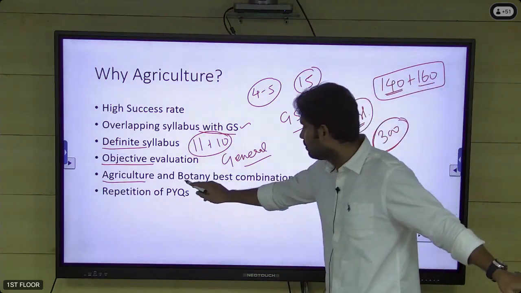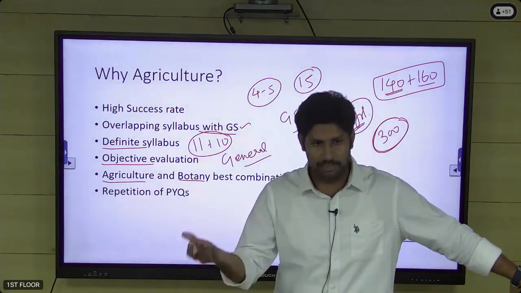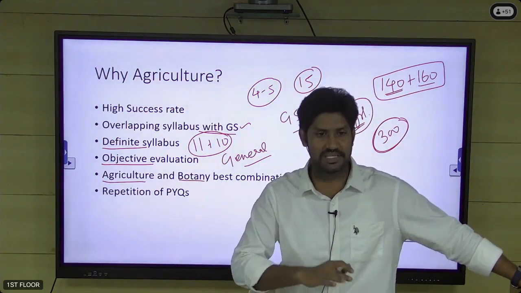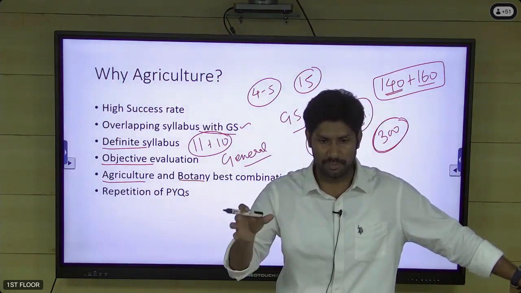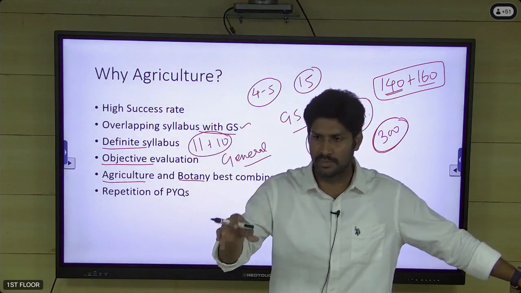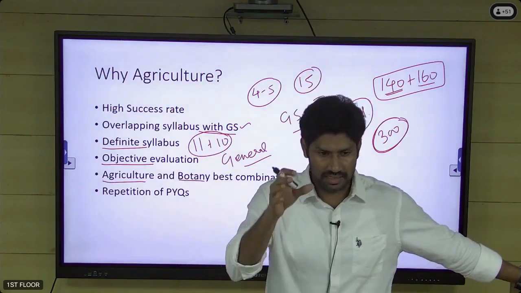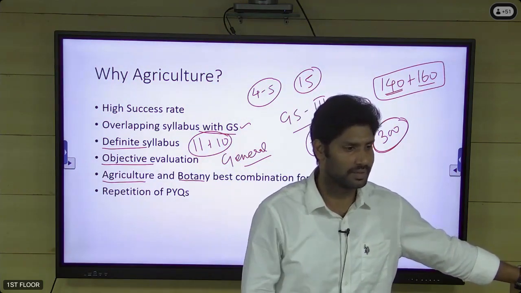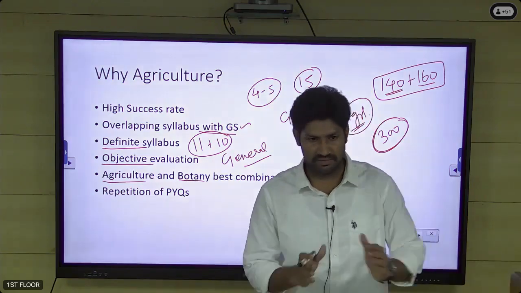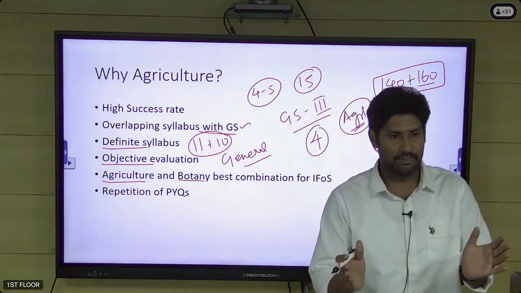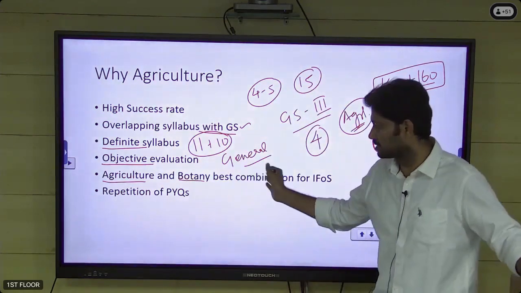Moreover, in botany also many topics are common. Why is botany the best combination for agriculture? In paper 2 of botany, the syllabus is the same; many topics are common between agriculture and botany. Paper 2 of botany covers cell biology, genetics, plant breeding, plant physiology. But in botany they are covered elaborately, and the syllabus is very vast. So you can combine the agri and botany syllabus in the paper 2 area. That's why it's the best combination.